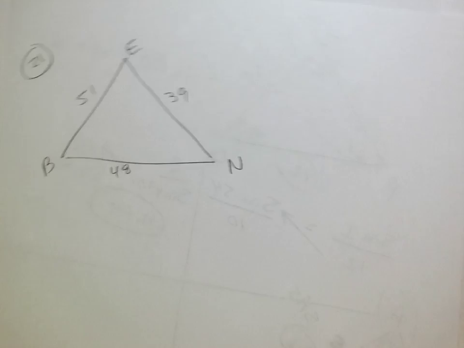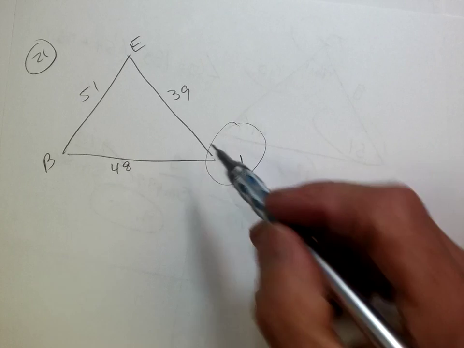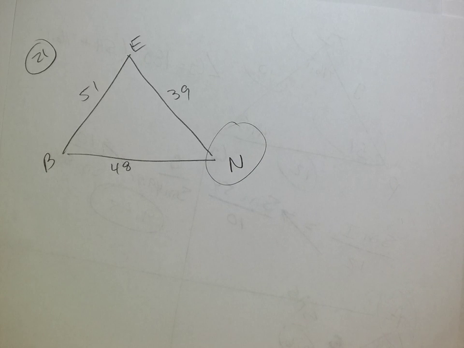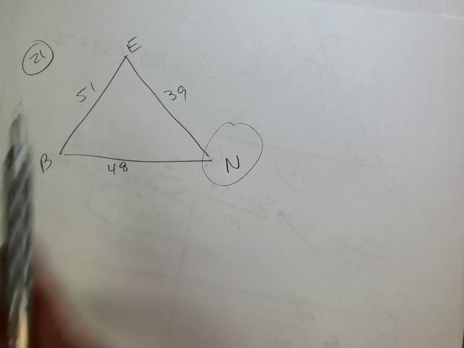Okay, what do we know? Side, side, side, right? So we know side, side, side. We're going to use this one right here. So pick an angle to solve for. I don't know. All right, N. I'm going to pick N. I always like to pick the biggest angle. You don't have to. It's the biggest angle because it's opposite the biggest side. Does that make sense? Okay.